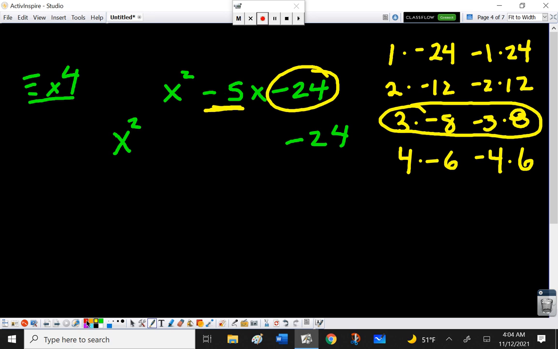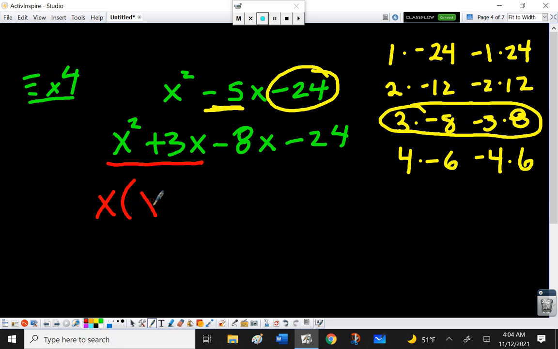Alright, so let's write this in there. We're going to write plus 3x minus 8x. Okay? And now, ladies and gentlemen, we're going to go ahead and look at our common factors. Here, the common factor is x. This will leave us with x plus 3.